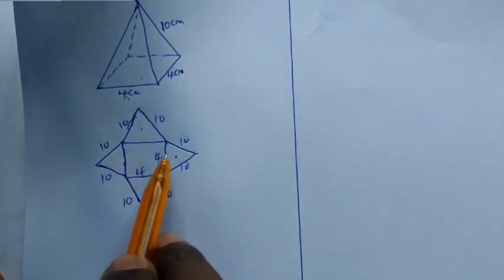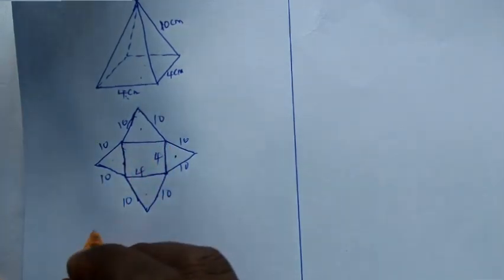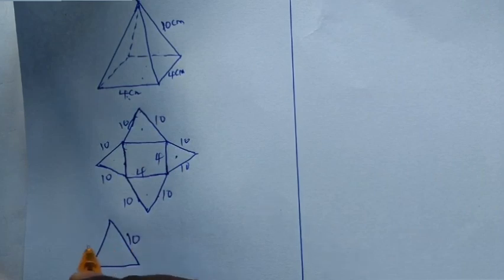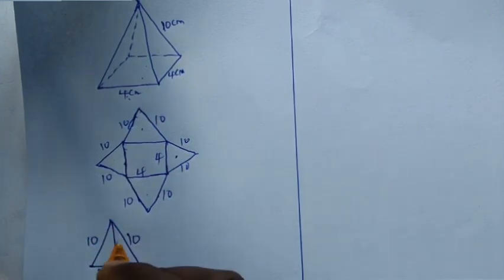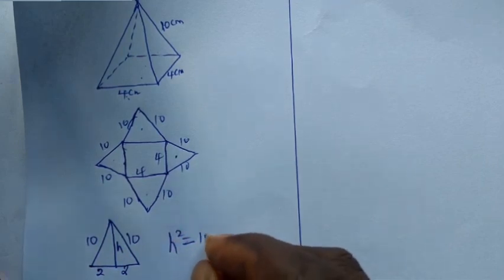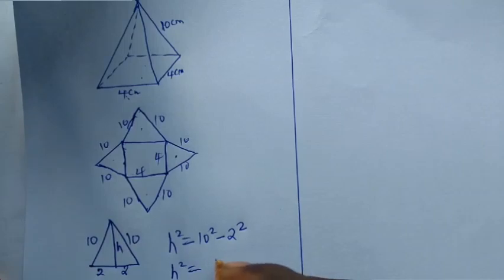Because this is a square. So this one is very simple. Take one triangle, 10, 10, divide it, have 2, 2, get the height. Height square will be equal to 10 square minus 2 square. H square will be equal to 96. Therefore, H will be equal to the square root of 96.